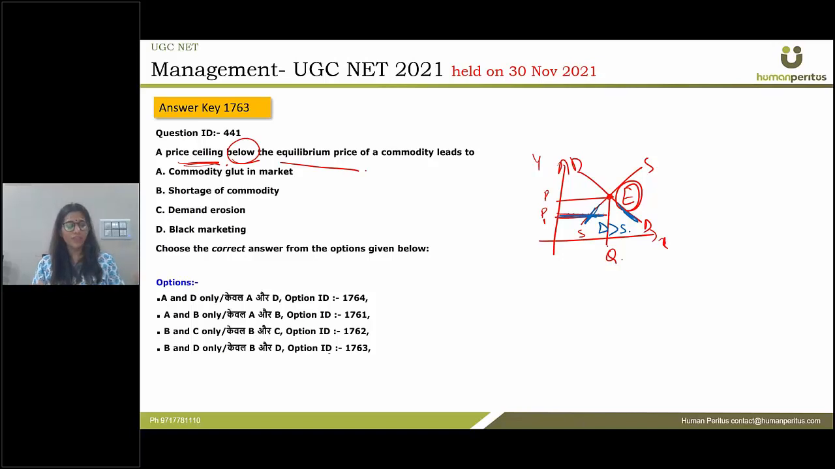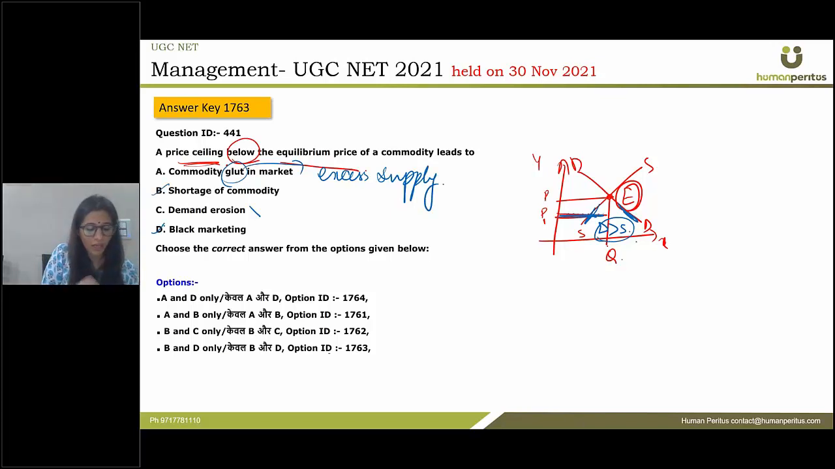So straightforwardly, we can remove option C, demand erosion, because demand is clearly seen to be higher in this situation. Second is commodity glut. Glut is what? Excess supply. The meaning of glut is excess supply. This is also clearly seen as incorrect. So we are left with option B and D.